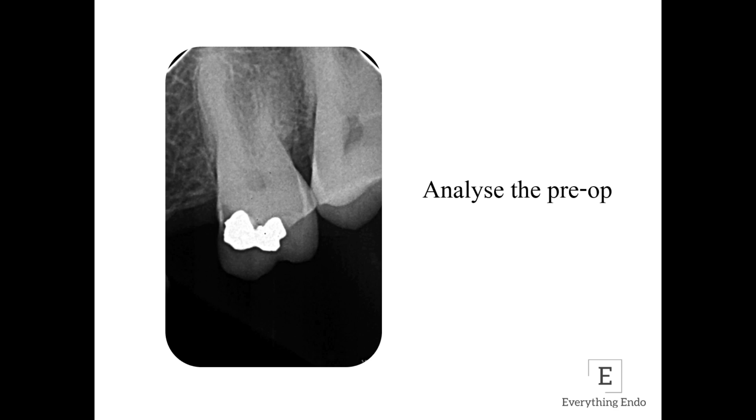Having discussed the importance of extending the access mesially enough and also preserving the dentinal map, another important consideration is the proper analysis of the pre-operative radiograph. When you look at a pre-operative radiograph like this, you can be very sure that you are going to encounter a very calcified scenario. So all the more reason for us to slow down and very meticulously prepare the access cavity.